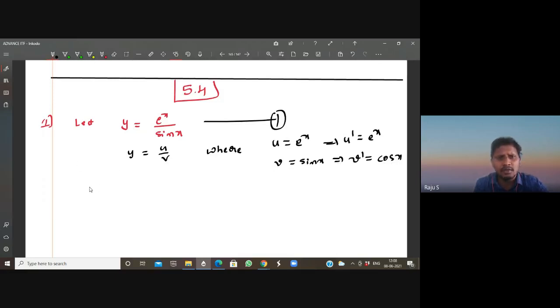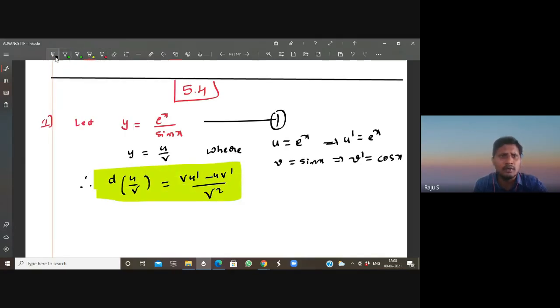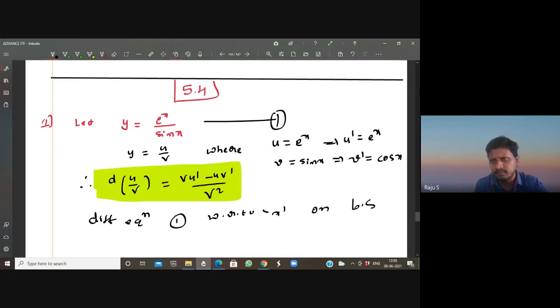Since we know that the derivative of u by v is equal to (v u dash minus u v dash) by v square. Am I right? So substitute all the values here. Also, you have to write: differentiate equation 1 with respect to x on both sides.